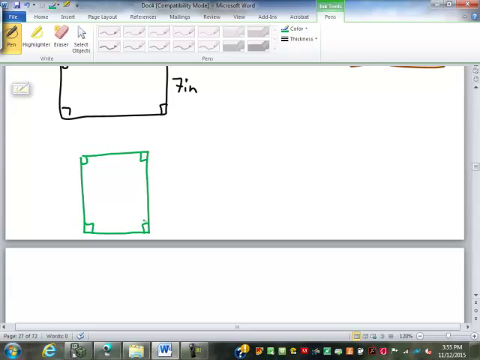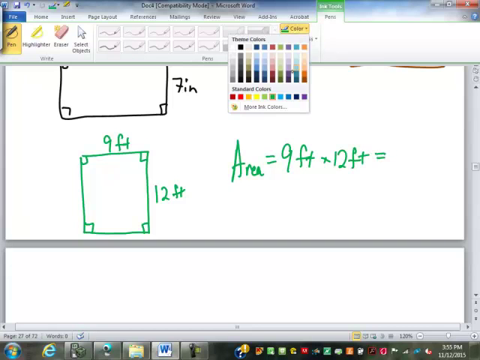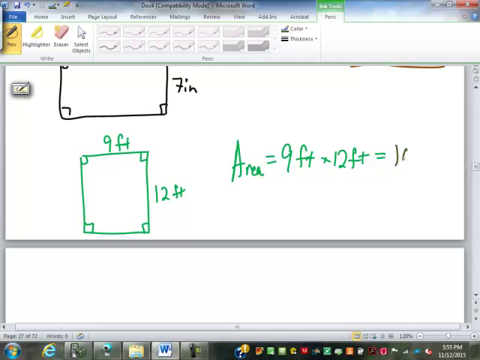So here we have another rectangle. This is 12 feet and this is 9 feet. Its area is going to be, and I'm just going to start writing a capital A for area from now on. Its area is going to be what? 9 feet times 12 feet, or 12 feet times 9 feet. Doesn't matter which way we do it. Which will give us 108 feet squared, or square feet.